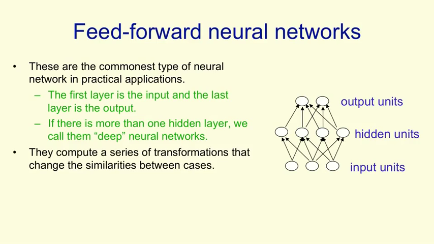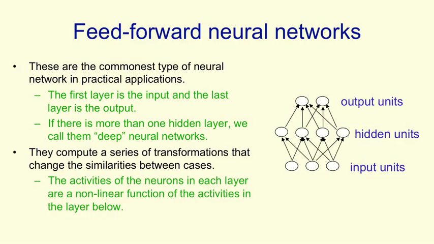So at each layer you get a new representation of the input, in which things that were similar in the previous layer may have become less similar, or things that were dissimilar in the previous layer may have become more similar. So in speech recognition, for example, we'd like the same thing said by different speakers to become more similar, and different things said by the same speaker to become less similar as we go up through the layers of the network. In order to achieve this, we need the activities of the neurons in each layer to be a nonlinear function of the activities in the layer below.